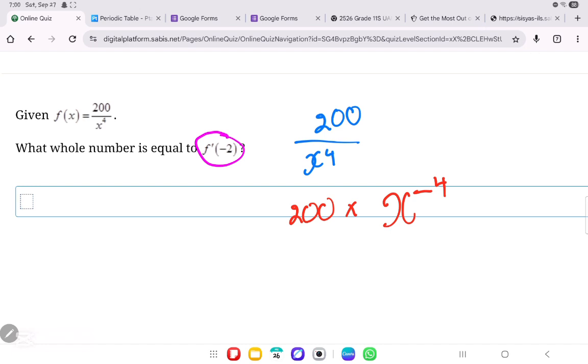Now we can start. My bad, my alarm went off. Please excuse my alarm, I'm so sorry.